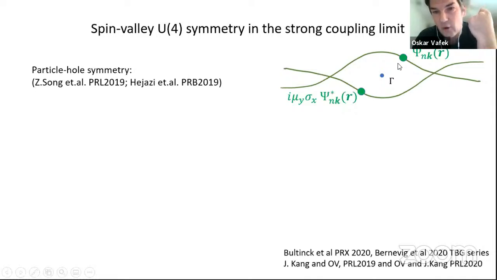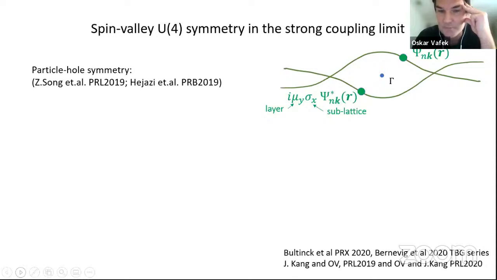And I can do that by complex conjugation, flipping the sublattice. So sigma x acts in the sublattice, and at the same time acting with i mu y. So mu y is the Y Pauli matrix acting in the layer space. Okay, so this operation is going to take you between these two branches of the narrow band spectrum. Okay, and it turns out, so sigma x here acts on sublattice.